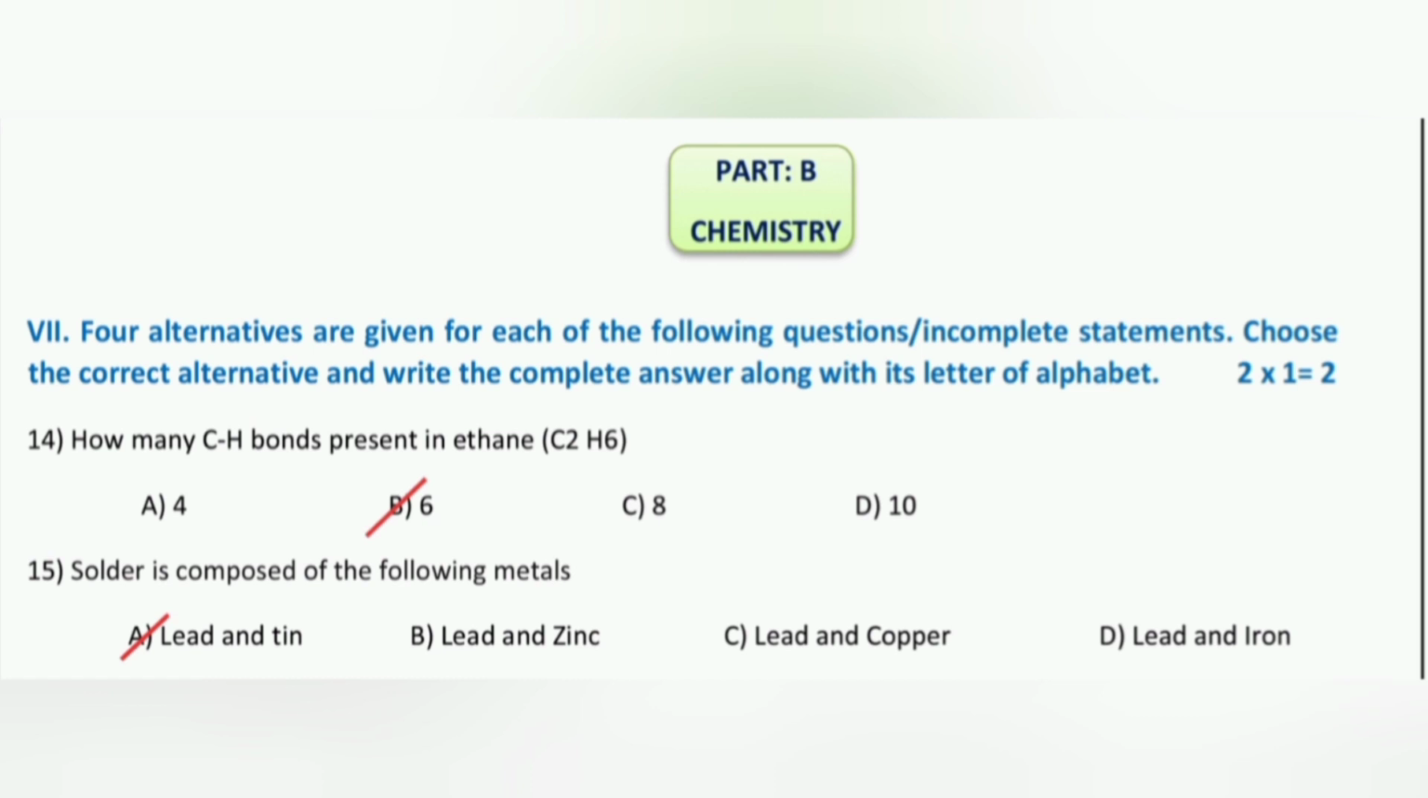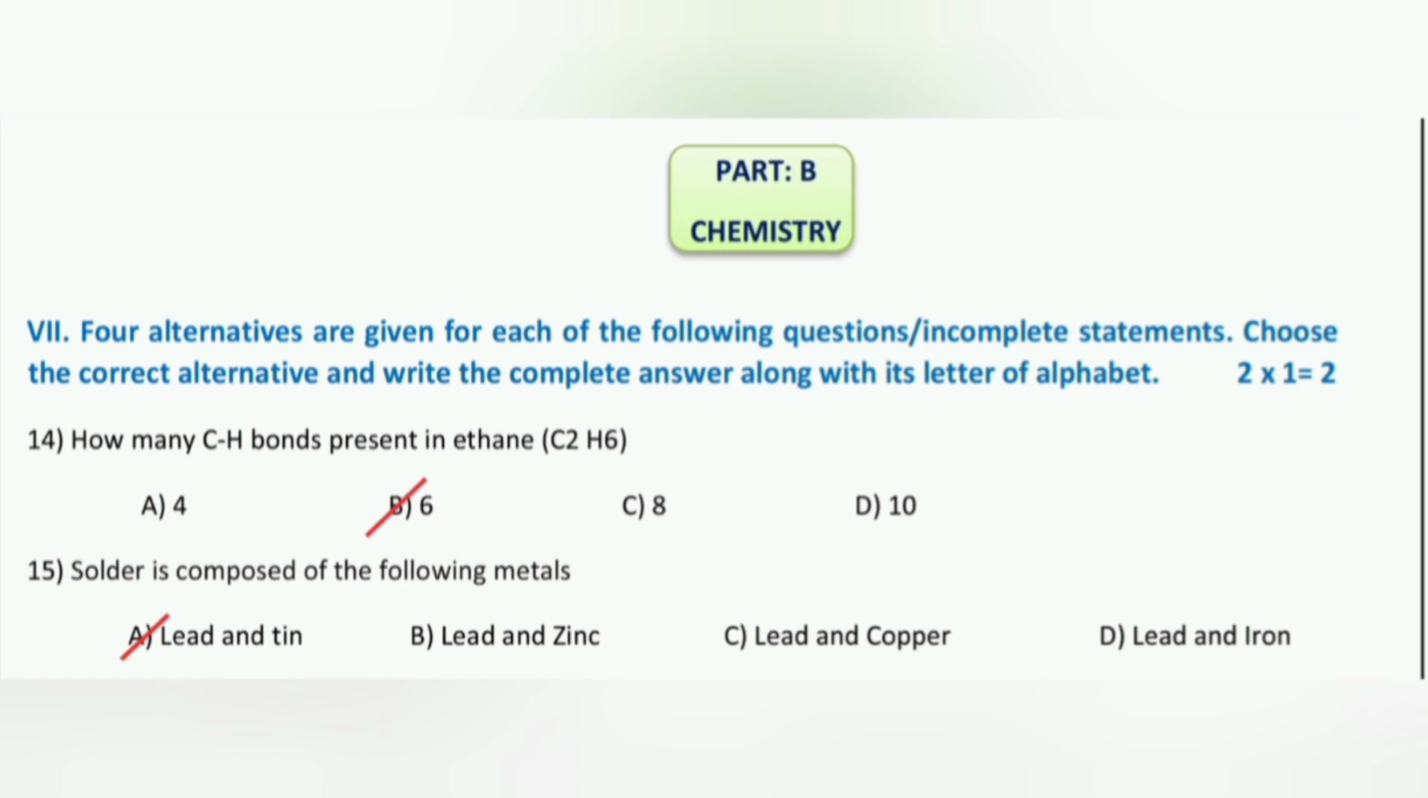Now, part B chemistry MCQs. How many CH bonds, that is carbon hydrogen bonds, are present in ethane, that is C2H6? The number of CH bonds present in ethane is 6. Don't get confused, it is carbon hydrogen bonds, not total number of bonds. Total number of bonds is 7, whereas number of carbon hydrogen bonds is 6. Write the structure and verify.